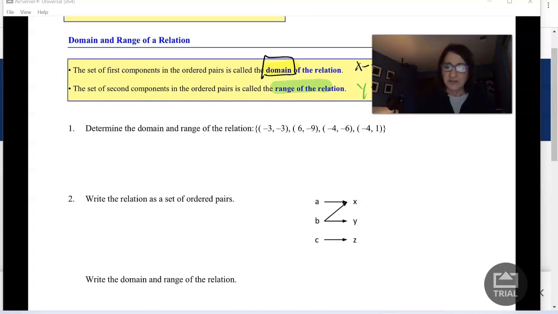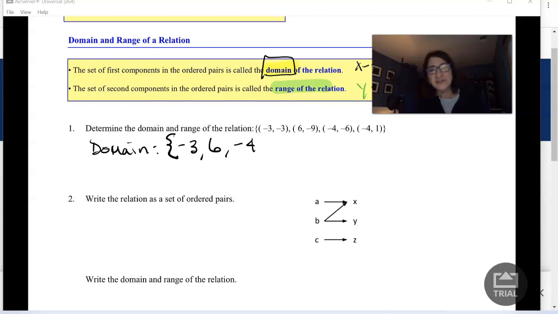And so to look at the domain, we are simply going to look at all of our X values. To show that this is a set, we use a squiggly bracket, and then we just pull out our X's. So -3, 6, -4, and then there's another -4. See, -4 is repeated. You do not need to put -4 twice. You just list it once. There we have our domain.